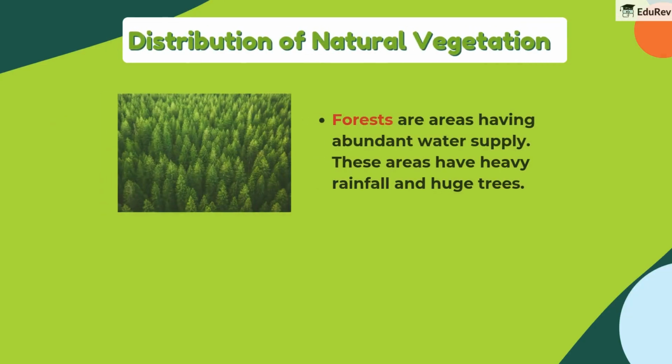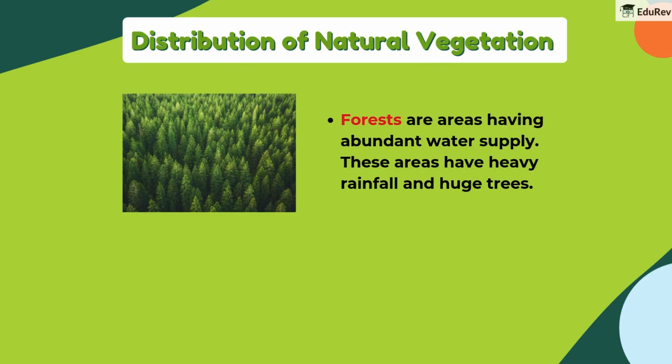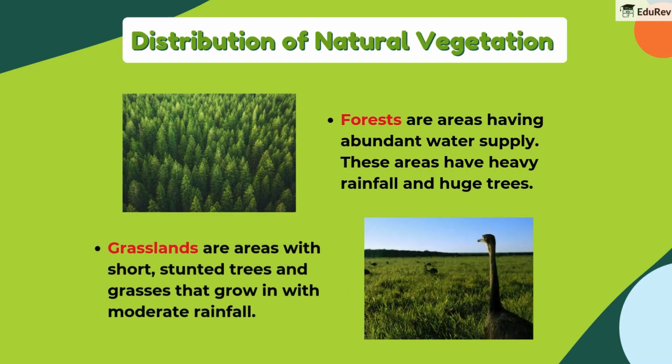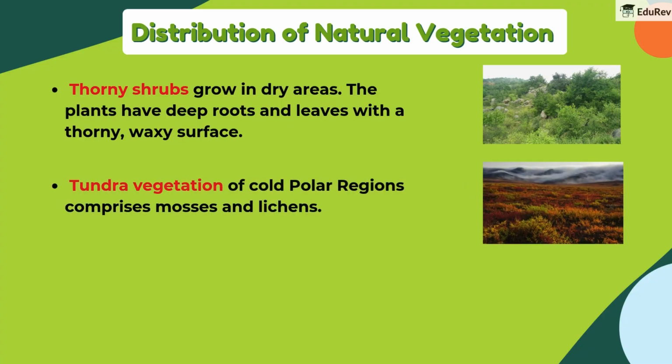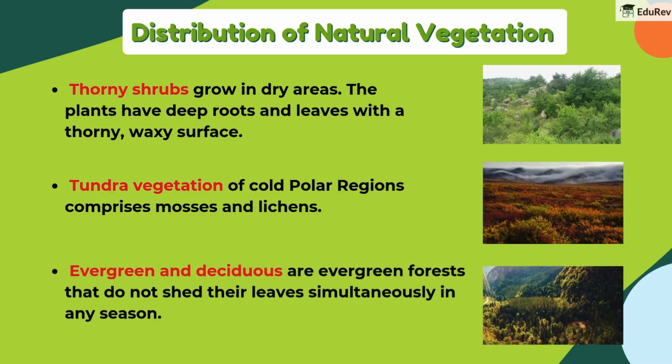Forests are areas having abundant water supply. These areas have heavy rainfall and huge trees. Grasslands are areas with short, stunted trees and grasses that grow in moderate rainfall. Thorny shrubs and scrubs grow in dry areas. The plants have deep roots and leaves with a thorny, waxy surface. Tundra vegetation of cold polar regions comprises mosses and lichens. Evergreen and deciduous forests do not shed their leaves simultaneously in any season.